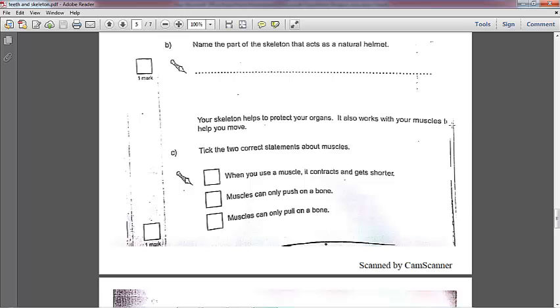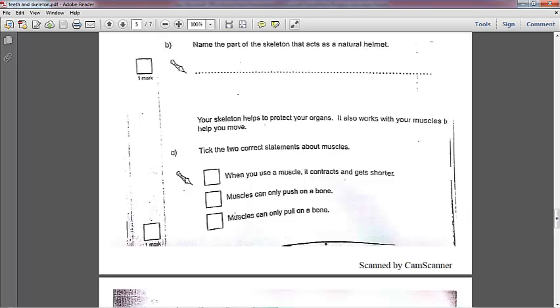It also works with your muscles to help you move. Take the two correct statements about the muscles. When you use muscle, it contracts and gets shorter. Muscles can only push on a bone. Muscle can only pull on a bone. Muscle can push and pull on a bone.